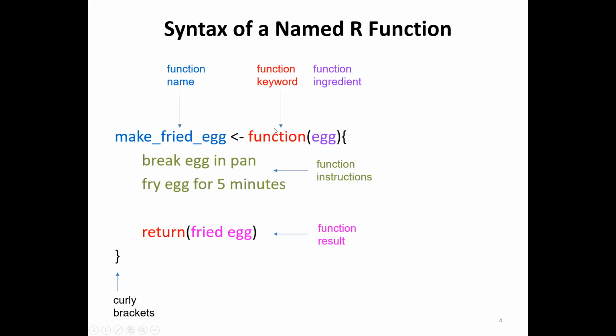And so the named functions are good if you're going to use them multiple times in your work. The anonymous functions are good if you use them one time and then you move on and never use those again. Okay, so that's a function.